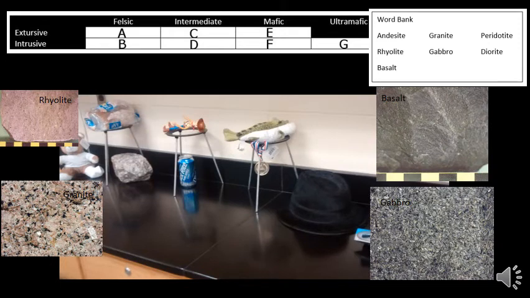We classify igneous rocks by composition and texture. The composition, we talk about as being either felsic or mafic. Felsic rocks are light in color. They have feldspar and silica, that's where the word felsic comes from, and they give them this light color. These are both felsic rocks over here. We have the granite and the rhyolite.